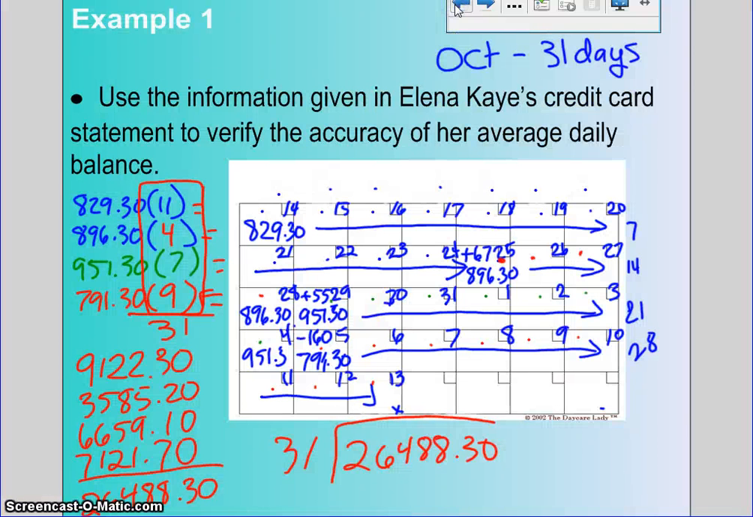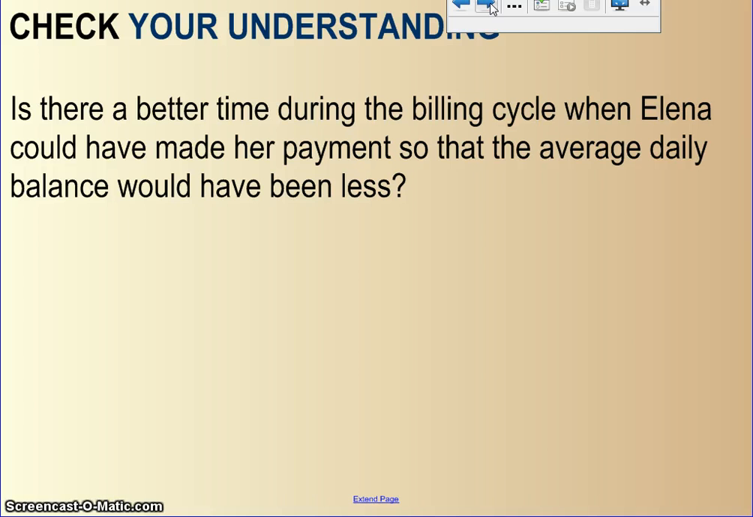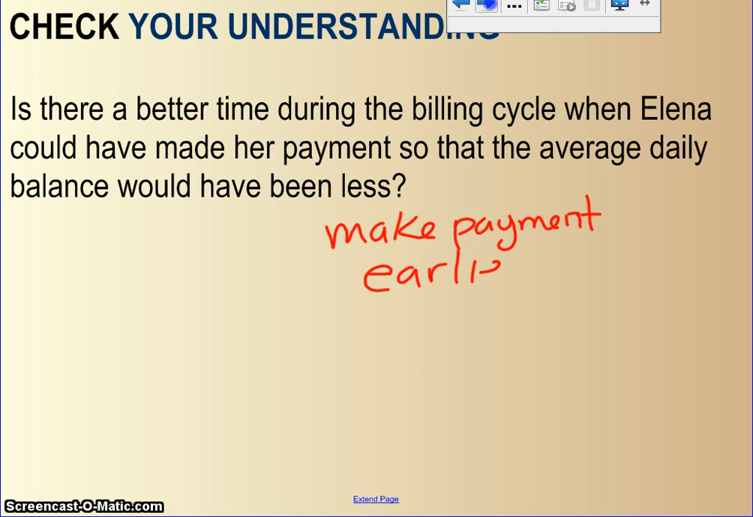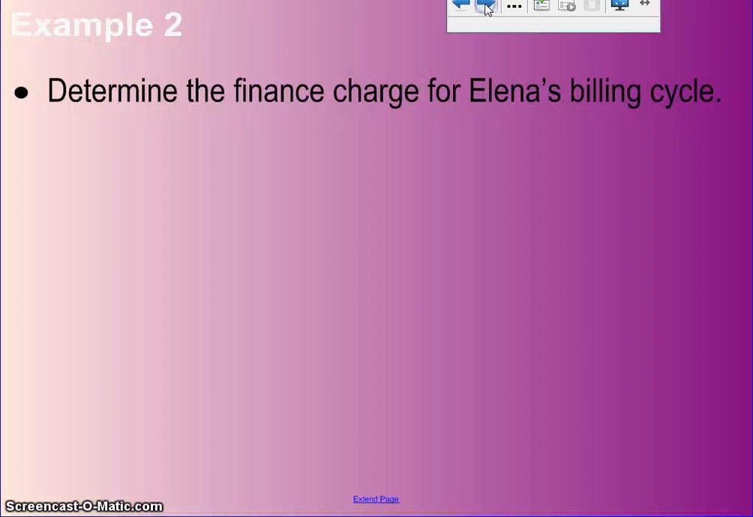So if we look at this, here we see $951.30. Let's say she had made that payment here on that very next day. That means that there would have been an extra 1, 2, 3, 4, 5, 6 days at a lower amount, which would lower the average daily balance. So in essence, the way to have lowered the finance charge or make it less is to make the payment early or earlier. Because the earlier she makes it, the lower it creates the average daily balance.